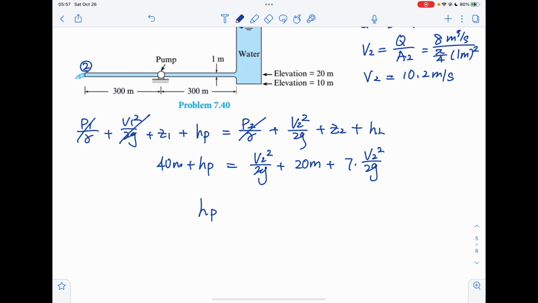Okay, so now we can plug in V2 here. So the pump head equals 8 times the V2 squared over 2g, and the elevation difference is minus 20 meters. So the pump head is 22.4 meters.